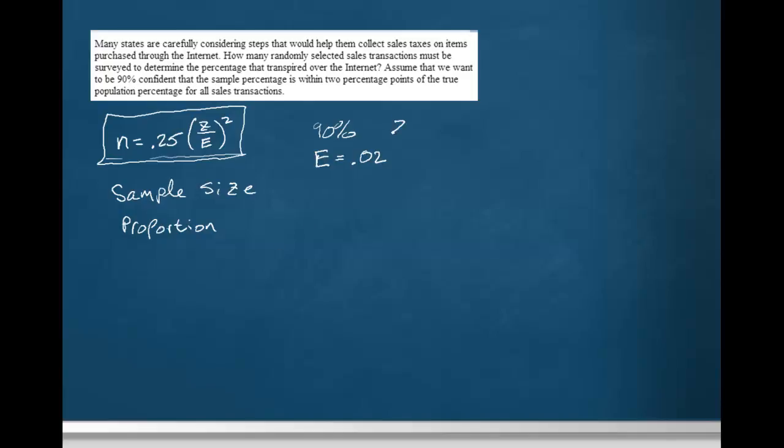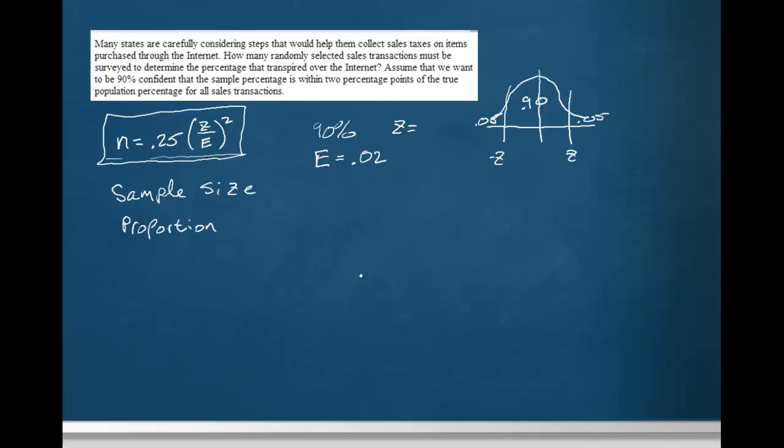So we're going to need to find a z-value that corresponds to a confidence level of 90%. And if we think about this normal distribution, if we put 90% of the distribution between a z-value and its opposite, then that's going to leave 0.05 in each tail, so that all of that adds to 1.